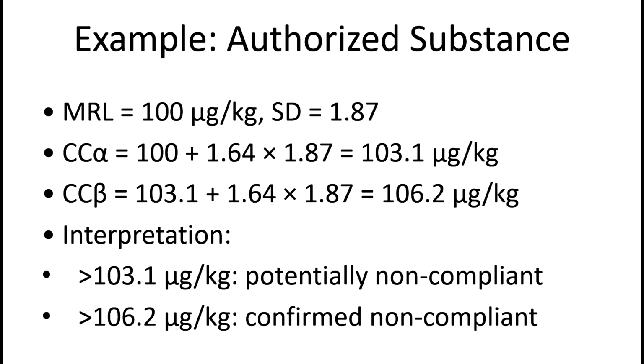But as I said before, for authorized compounds with a very high maximum residue limit, you don't need to calculate CCalpha and CCbeta, but if you follow this European guideline, you have to evaluate them. So the interpretation: higher than 103 microgram per kilogram, potentially non-compliant. You are 95% confident that the compound is present in the test sample, and it can be non-compliant. But higher than 106.2, it is confirmed non-compliant. You are 95% sure that the sample is non-compliant.